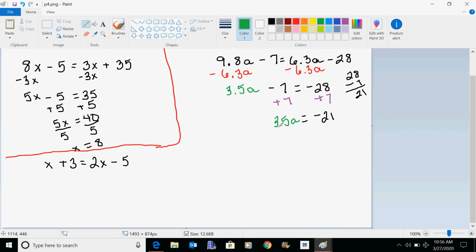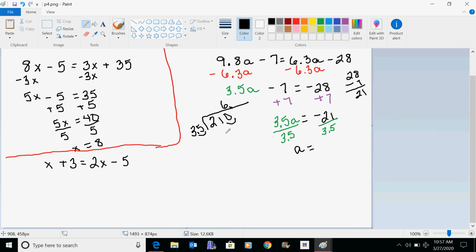And then you need to undo your multiplication with division. 3.5 divided by 3.5. So we have a negative divided by a positive. We move the decimal point over 1, over 1. So 35 going into 210. You could think through a couple of possibilities.